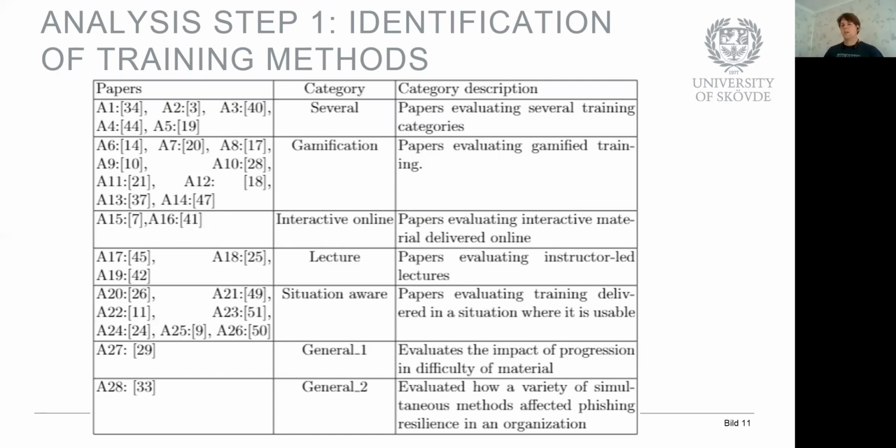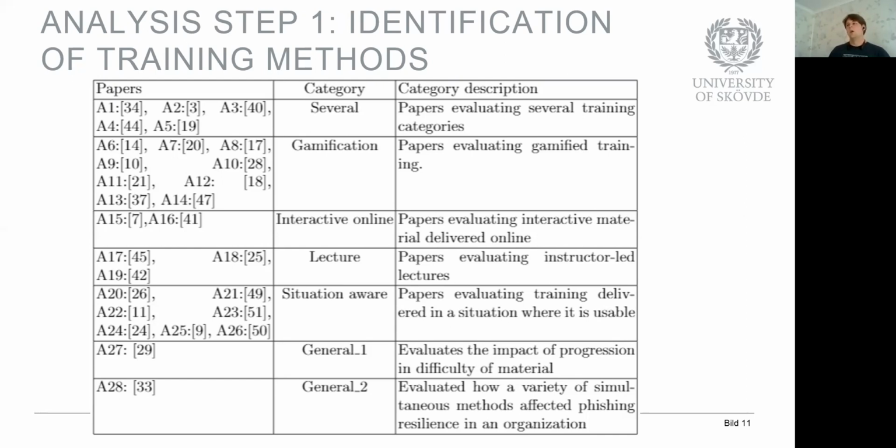While I didn't really propose this as a big part of my paper, I still wanted to show you that papers evaluating various efforts into gamification or situation-aware training are by far the most mentioned training methods in the included papers in this work, where gamification is where you use game elements as a central part of the training method, and situation-aware training is when you deliver training in a situation where it is usable.